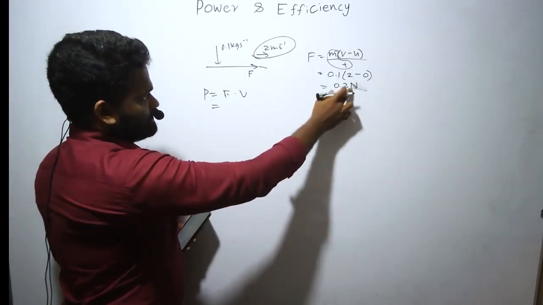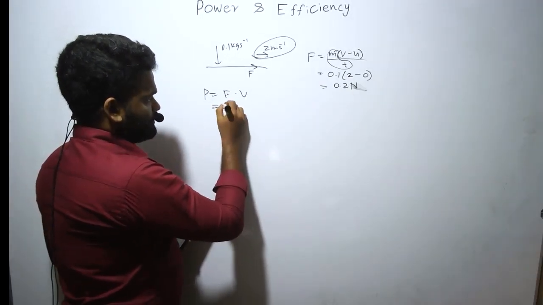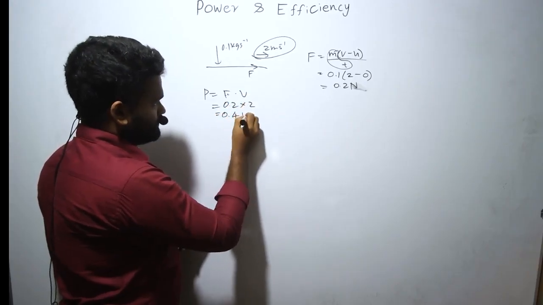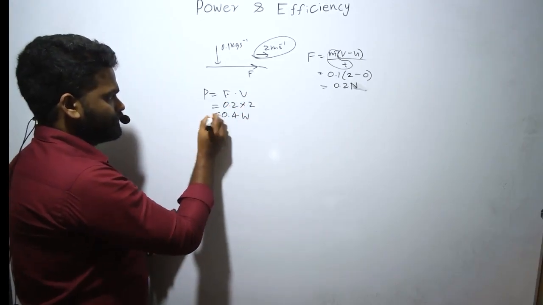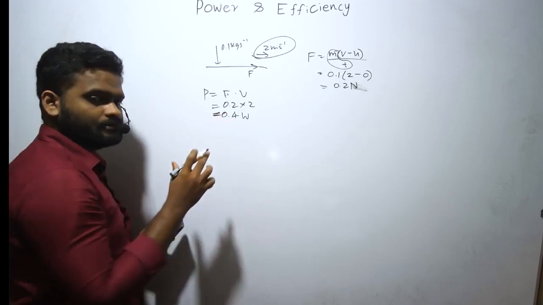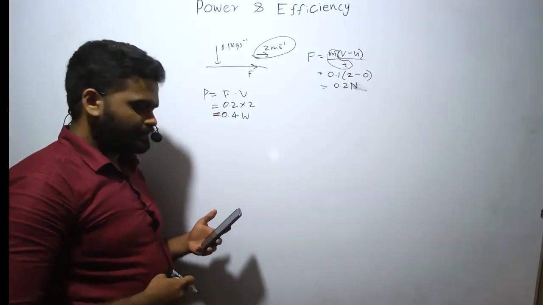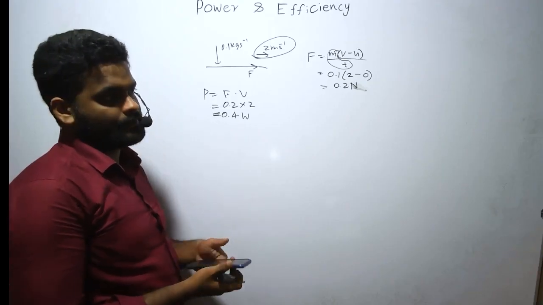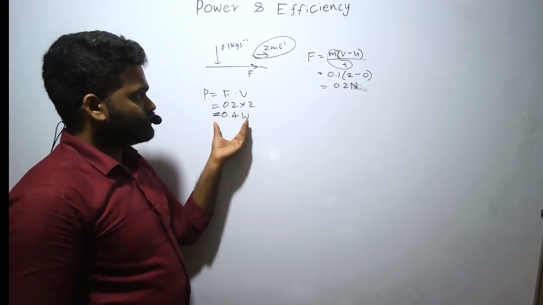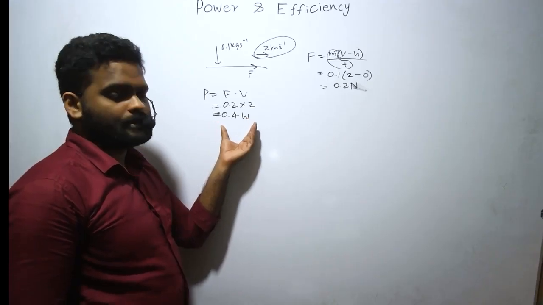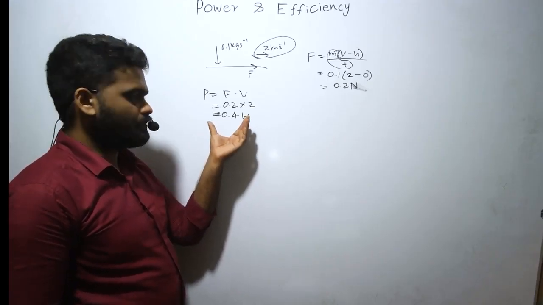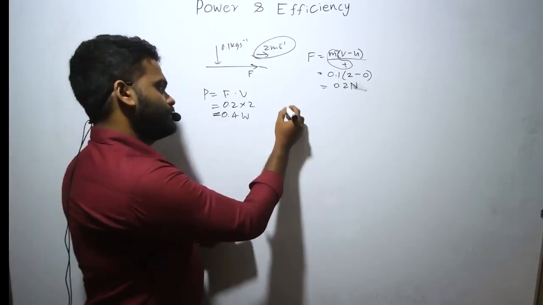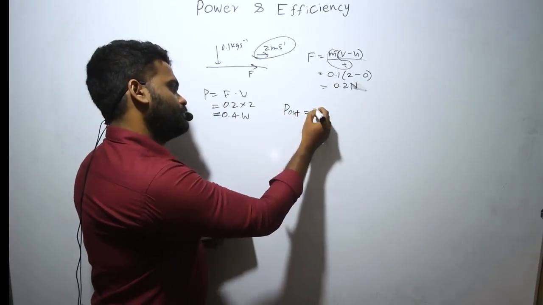Then you can substitute that force here. 0.2 times velocity, which is 2. So you need 0.4 watts in order to maintain it here, right? So what they ask is the efficiency of the belt. So this is the input power, right? So what is the useful or the output? P out or P useful?